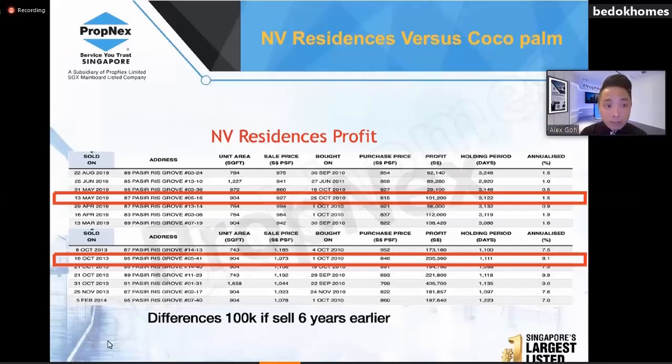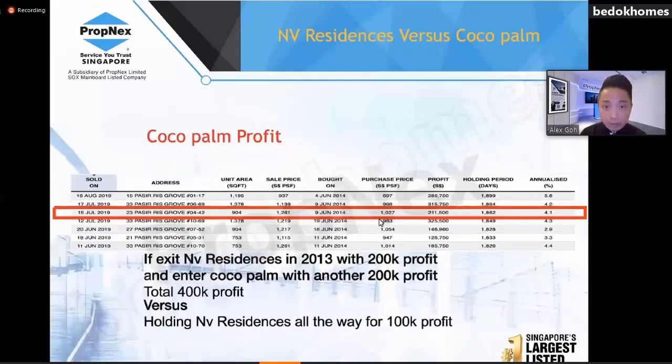So why am I showing you this? Because if I sold MV in 2013, I would be able to come into Coco Palm in 2014, which by 2019 I would make another $200,000. So if I had changed, I make 400. If I hold on, I make 100. Two examples, and we have exactly the same scenario.